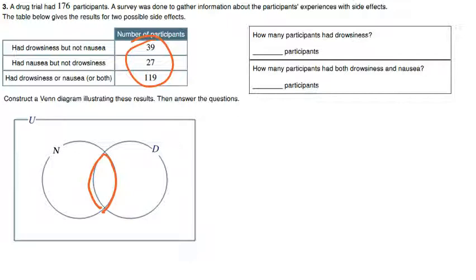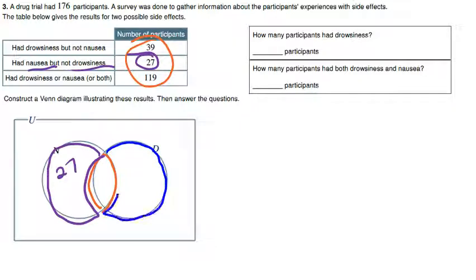So what I'm going to do is look at one of the other regions. Well, if you're in this region here, you simply experience nausea only. Oh, hey, guess what? That's the 27 right there. Nausea, but not drowsiness. So I know there's 27 people there. Now, if I look at this region right here, those are the people that experience only drowsiness. Drowsiness, not nausea. There's 39 people there.